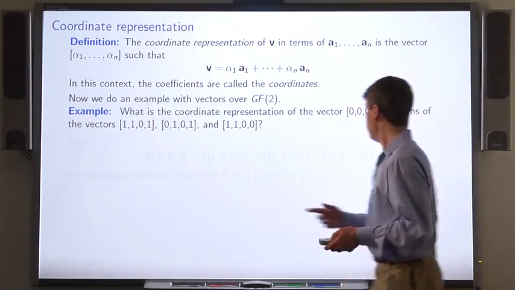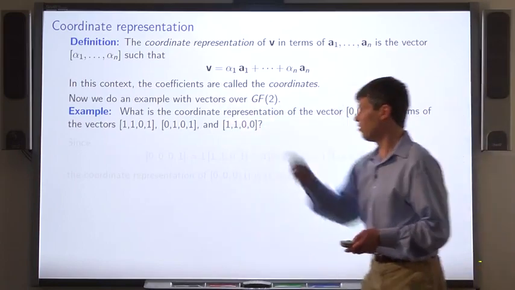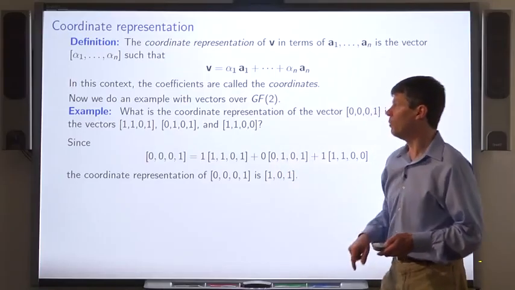Here's one more example. What's the coordinate representation of this vector in terms of these three vectors? Here we've expressed this vector as a linear combination of these vectors. The coefficients are 1, 0, and 1. So the coordinate representation is the vector 1, 0, 1.